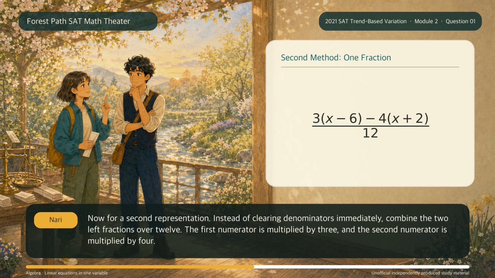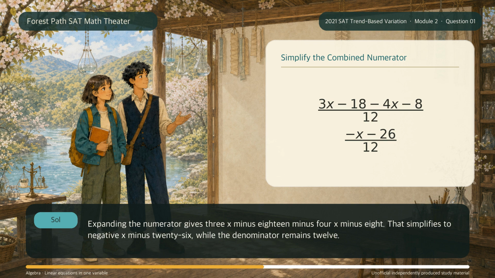Now for a second representation. Instead of clearing denominators immediately, combine the 2 left fractions over 12. The first numerator is multiplied by 3, and the second numerator is multiplied by 4. Expanding the numerator gives 3x minus 18 minus 4x minus 8. That simplifies to negative x minus 26, while the denominator remains 12.